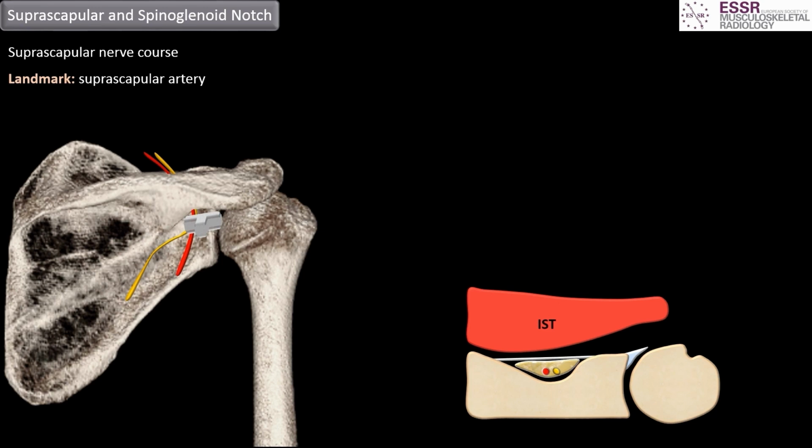The spinoglenoid notch is a fat-filled osseous groove located medial to the posterior labrum and glenoid and deep to the infraspinatus muscle. The suprascapular nerve paired with the suprascapular artery are located within the notch, bounded by the spinoglenoid ligament. We will get back to Athena now for the demonstration of the posterior shoulder on ultrasound.